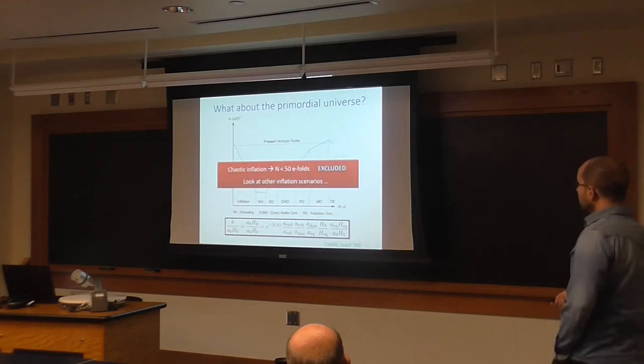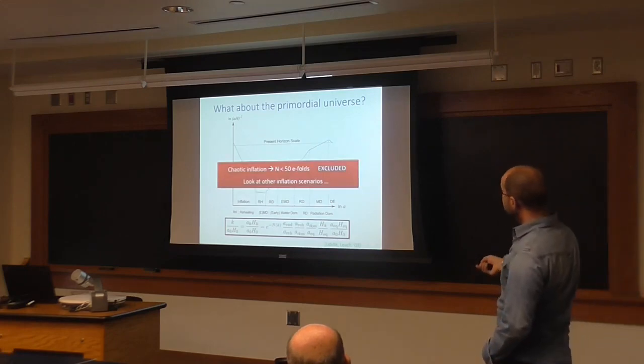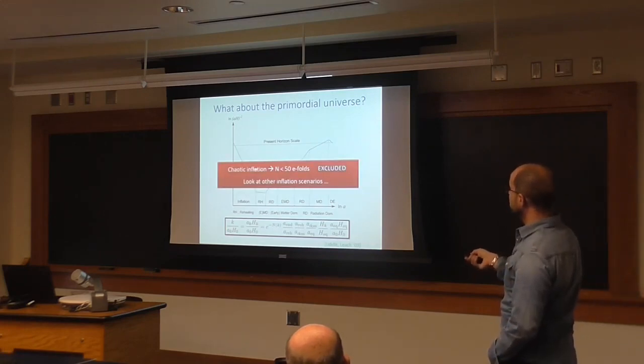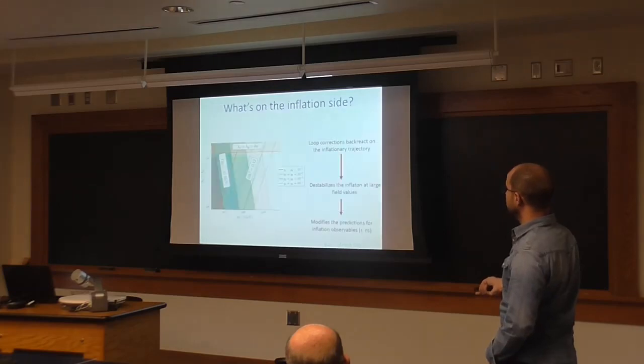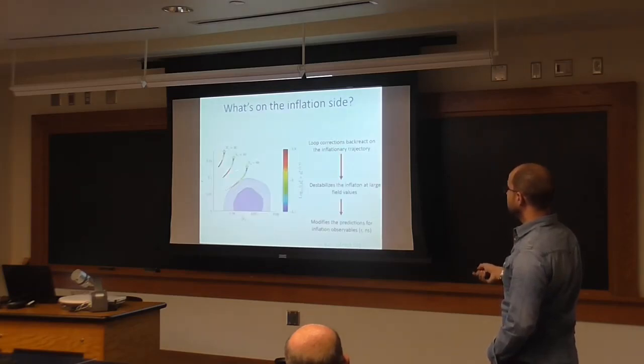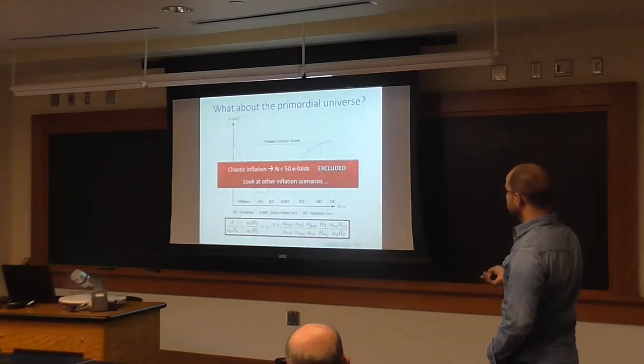And this is crucial. If you play this game in this model and try to see what you actually need for chaotic inflation, you see that you need less than 50 e-folds. So coming back to the plot I was showing you earlier, less than 50 e-folds is completely ruled out experimentally. So chaotic inflation doesn't work.